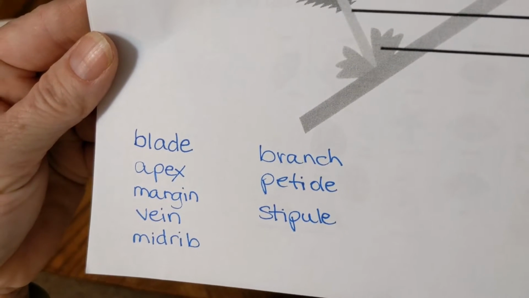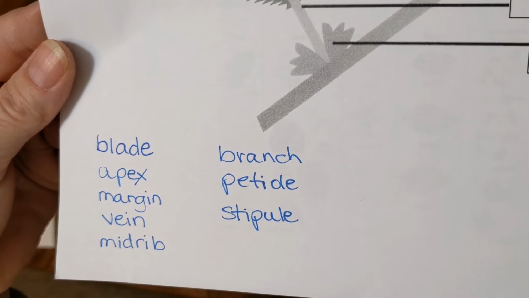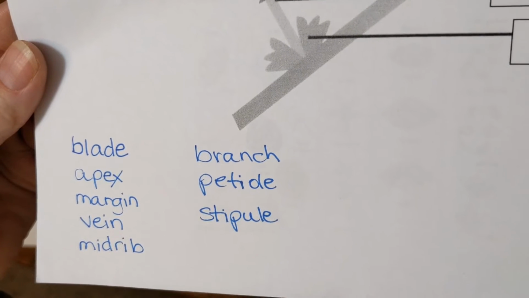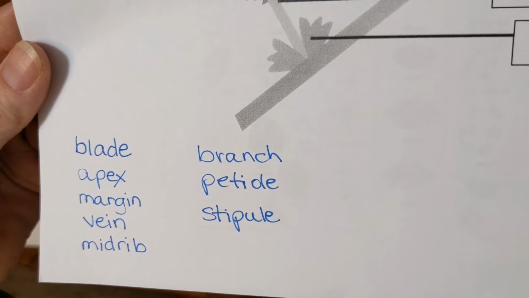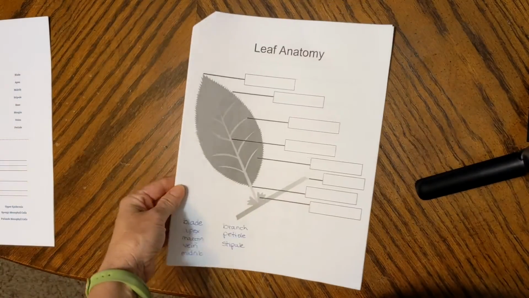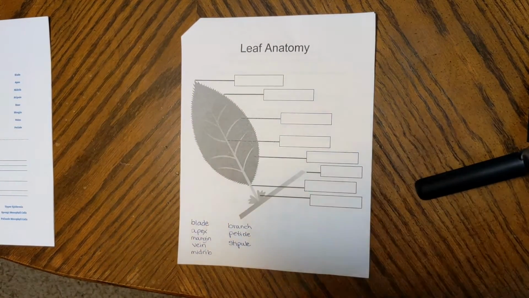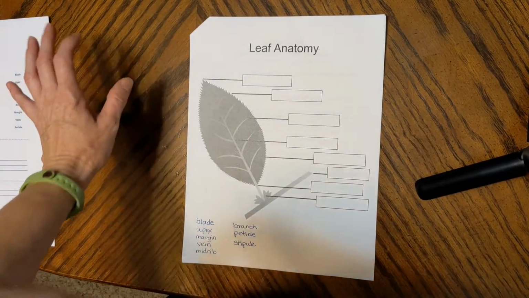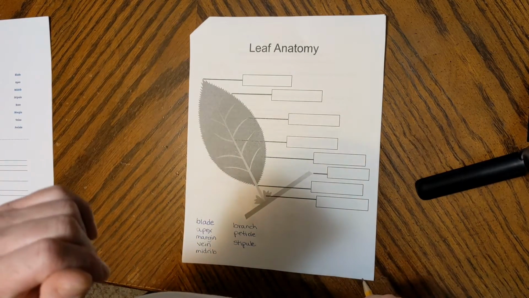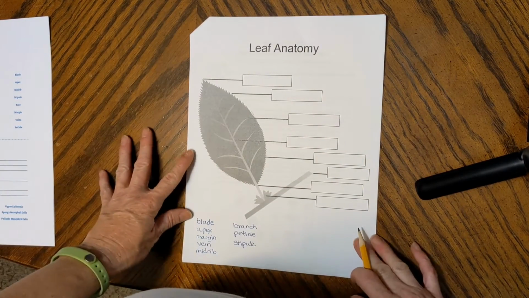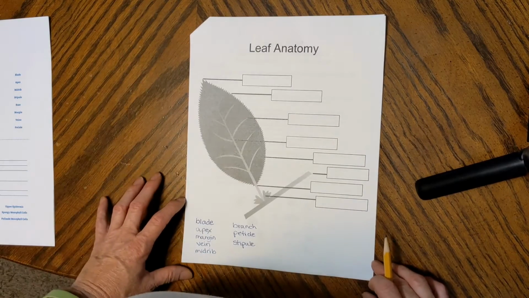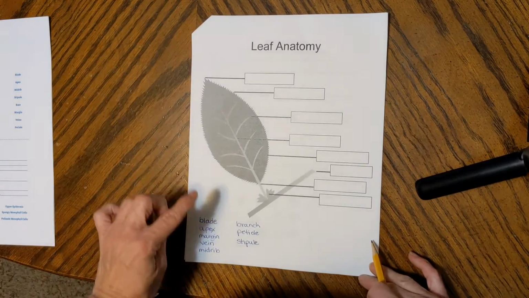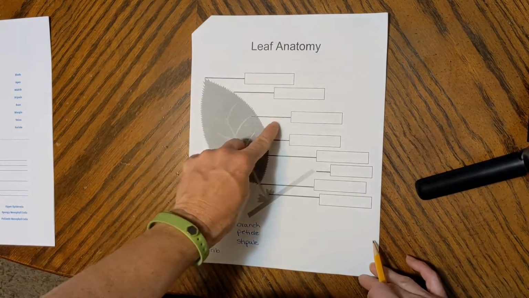If you are in second and third grade, these are our words: blade, apex, margin, vein, midrib, branch, petiole, and stipule. Okay, so let's see here. You can write your name up here if you'd like. And what I'd like you to do after you label your anatomy diagram is you can glue this page into your science notebook. So for our parts of the leaf, you see we've got lines to different parts.